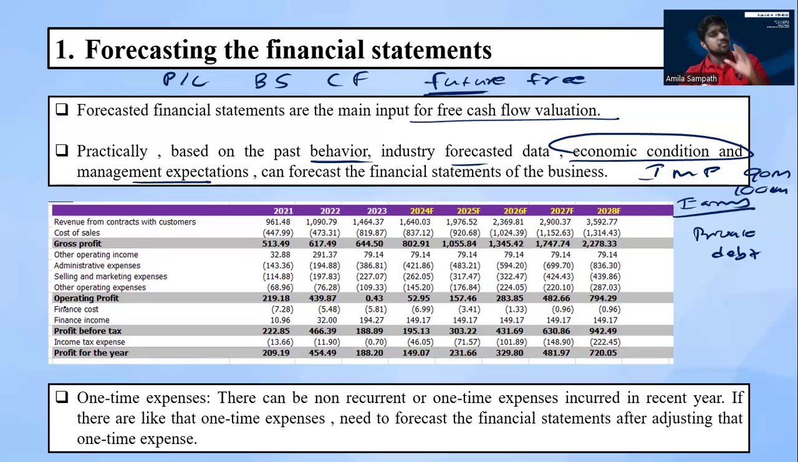But as I told you, in some situations your examiner asks you to make some adjustments to the forecasted financial statements. One thing is, when we forecast our financial statements, we need to remove one-time expenses. There can be some one-time income or one-time expenses. We need to remove these from our financial statements, and we should forecast based on our operating activity.